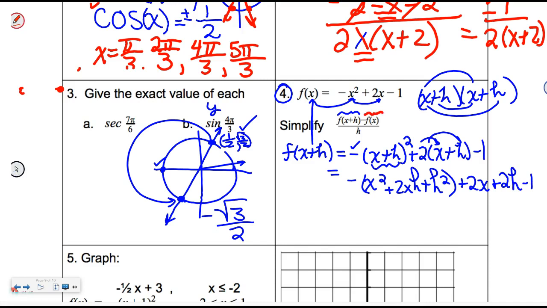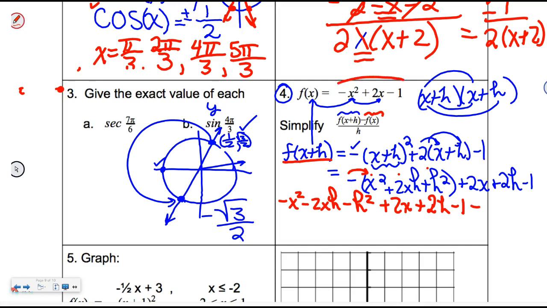Next thing I need to do is take that and subtract f of x. So I'm going to write that over here. So I have f of x plus h, which would be a negative x squared, might as well get that out of the parentheses, right? Minus 2xh minus h squared, distributing the negative in, plus the 2x, plus the 2h minus 1. That is f of x plus h. Done. Then it says to subtract f of x. Well, here's f of x.